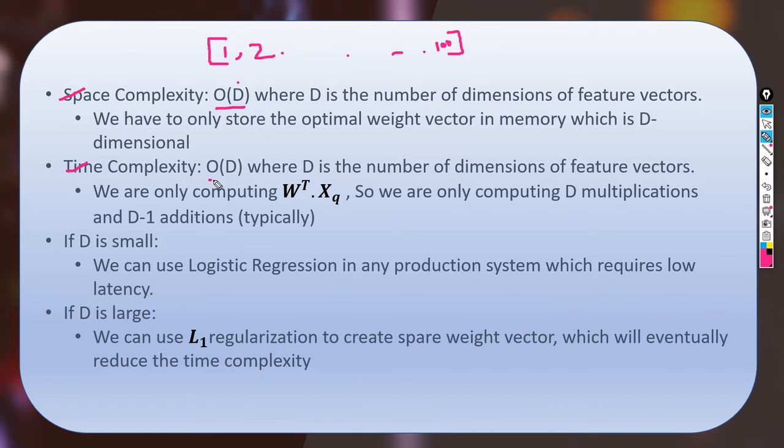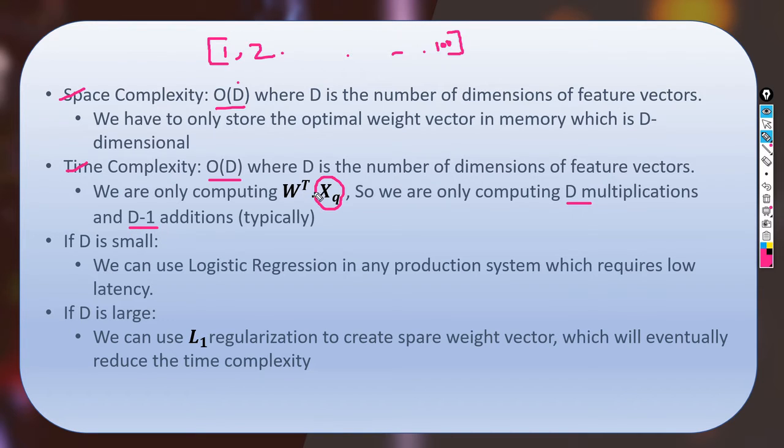Time complexity is also similar, order of D, where D is the number of dimensions of feature vectors. Okay. Why? Because you have a query point XQ. That means it is the features of your query point, right? This is a vector. W is also a vector. What you have to do is compute only the dot product. So dot product means you are actually doing d multiplications and d minus 1 additions, right?